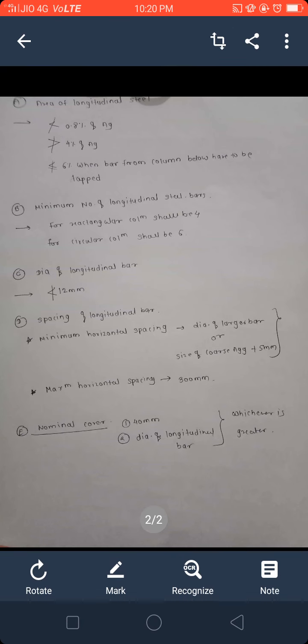In the next lecture, we are going to discuss the different types of transverse or lateral reinforcement.